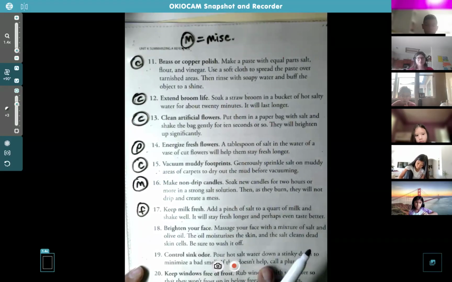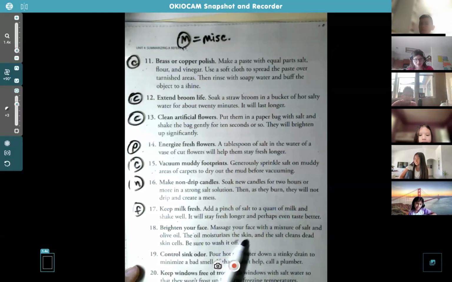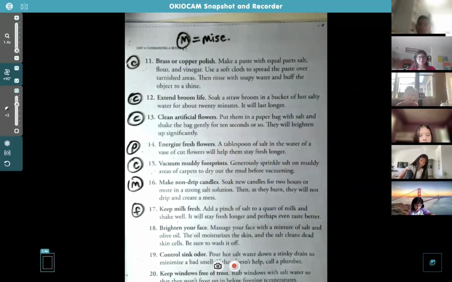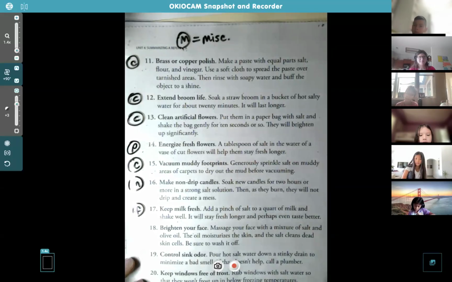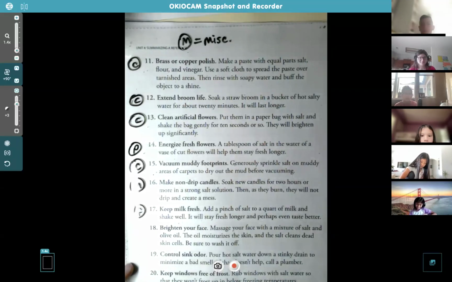Brighten your face. Here you go. This is interesting. Massage your face with a mixture of salt and olive oil. Check with your parents before you do that. The oil moisturizes the skin, and the salt cleans dead skin cells. Be sure to wash it off. There you go. Salt and oil. Like I said, check with your parents first. Don't just go in there because they'll be like, what are you doing? Putting salt on your face.